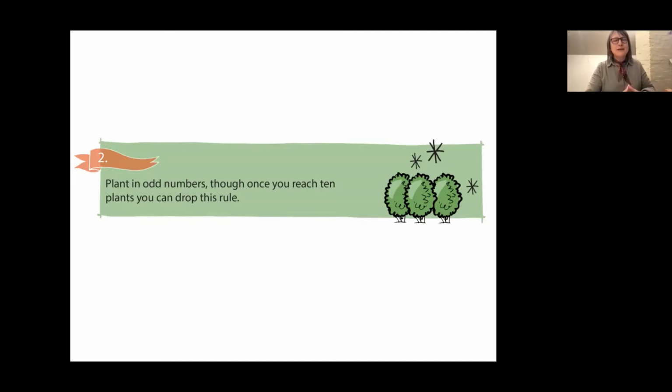And the reason being, I have read that when you see a group of 2 plants, for some reason, our brain separates it out as 2 plants.